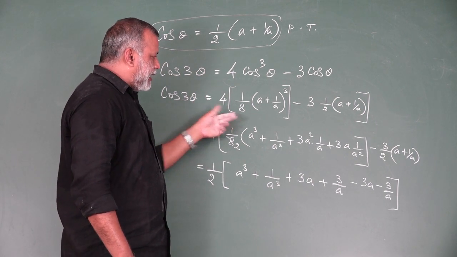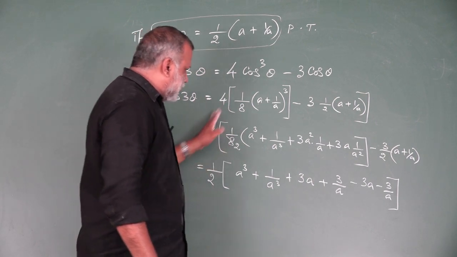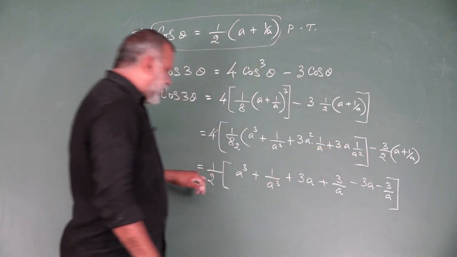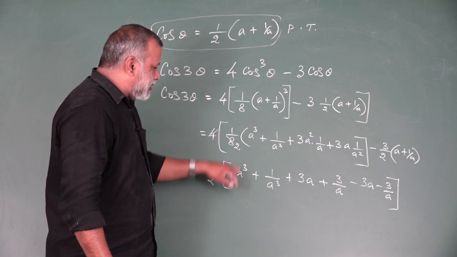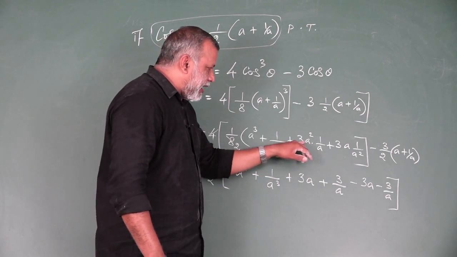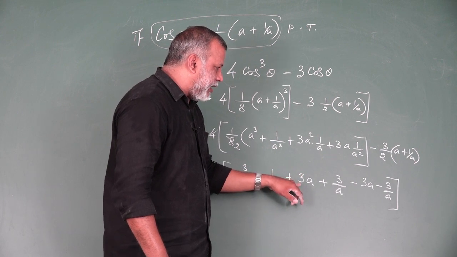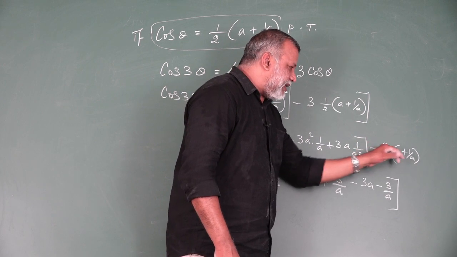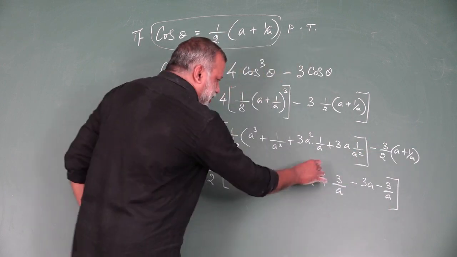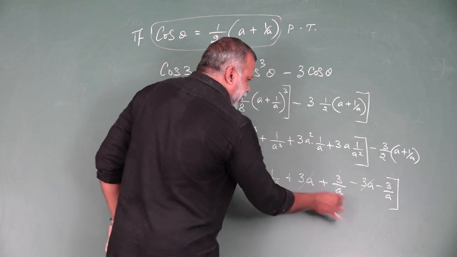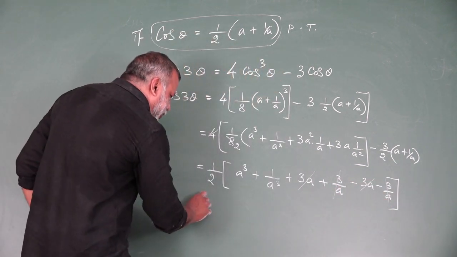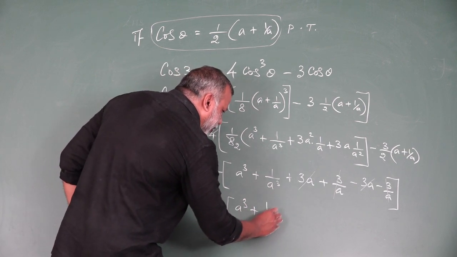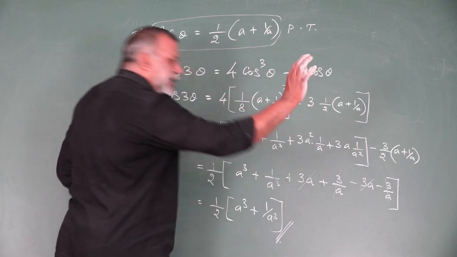So this 4 and 1 by 8 will be cancelling, we can get 1 by 2. Keep this bracket separate. Again this 3 by 2, a plus 1 by a. I am taking 1 by 2 as a common value. The remaining is a cube, here 1 by a cube. Here a squared and a will be cancelled, we can get 3a. Here a squared and a will be cancelled, giving 3 by a. So open this bracket: minus 3a minus 3 by a. See, this positive 3a and negative 3a, positive 3 by a and negative 3 by a will be removed. So we are getting the proof: half times a cube plus 1 by a cube. This is your required proof.